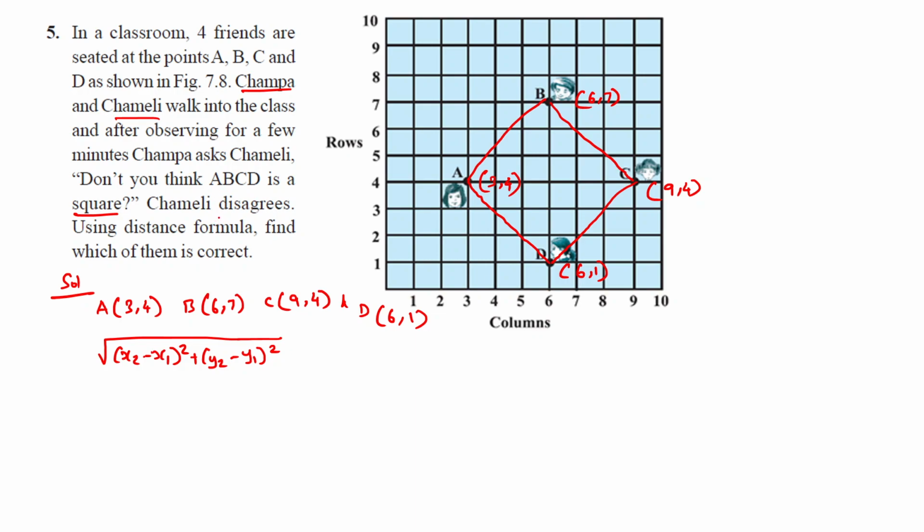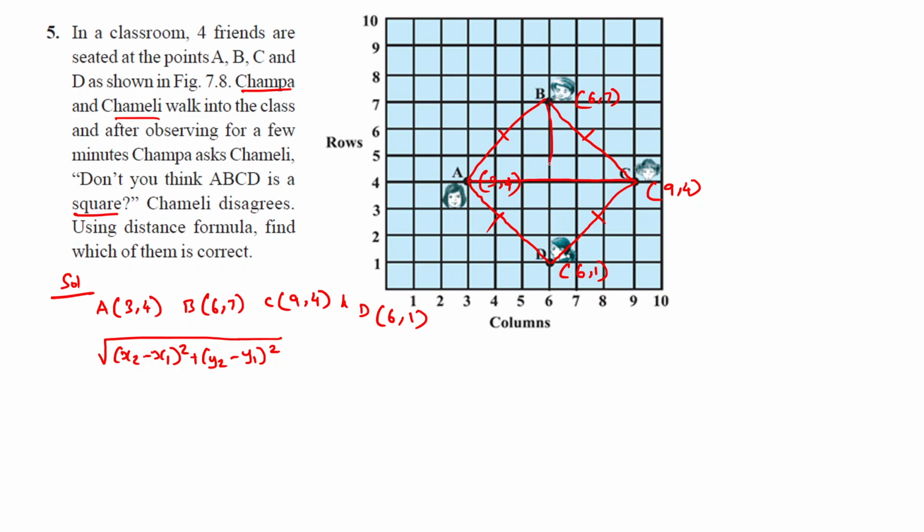How to find whether it is a square? After finding the distances, if all the lengths are equal, then we can say it is a square. If all sides are equal, that means all lengths are equal, then we can say it is a square. But those four things alone are not enough. We need to find the length of the diagonals also.